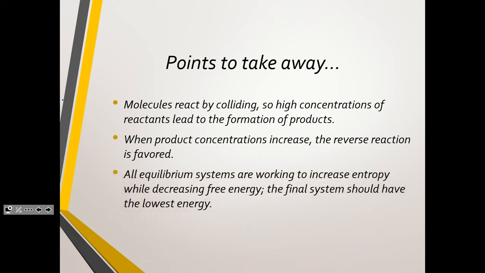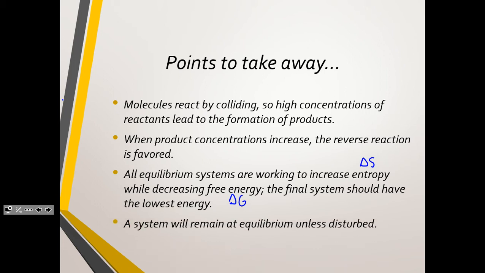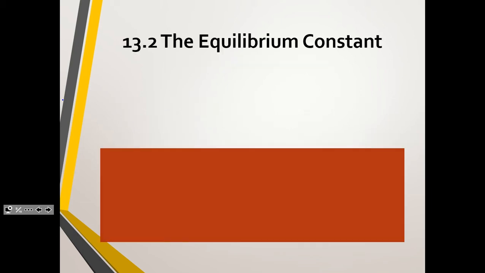this unit. All equilibrium systems are working to increase entropy, which we call delta S, and we will learn about that in chapter 17, while decreasing free energy, which is delta G. We'll learn about that later too in thermodynamics. The final system should have the lowest energy. A system is going to remain at equilibrium unless disturbed. And again, that is Le Chatelier's principle. We will learn more about that later.